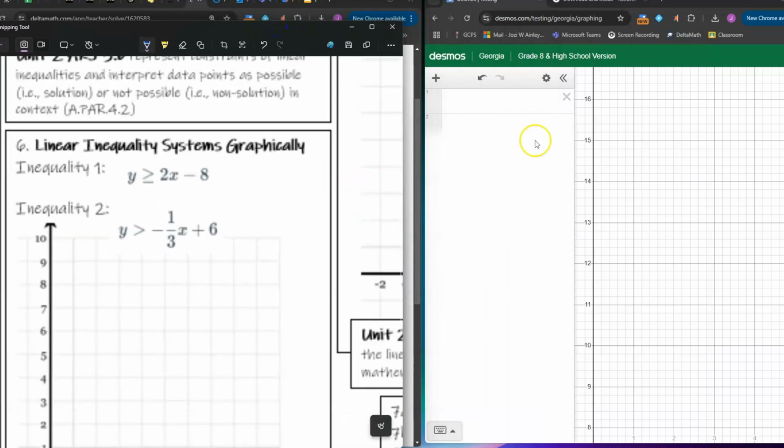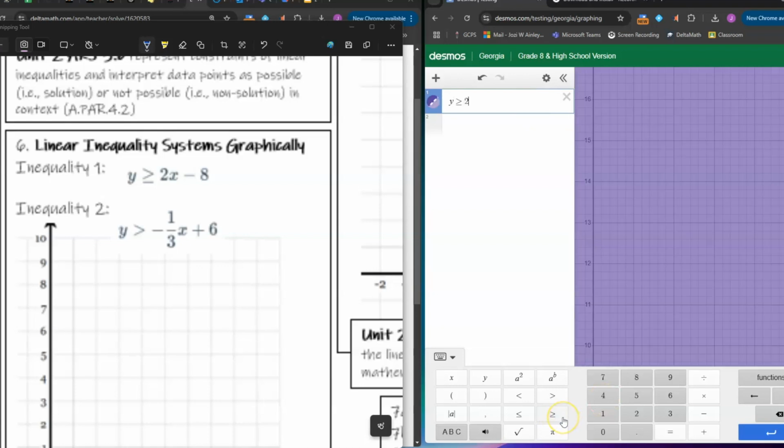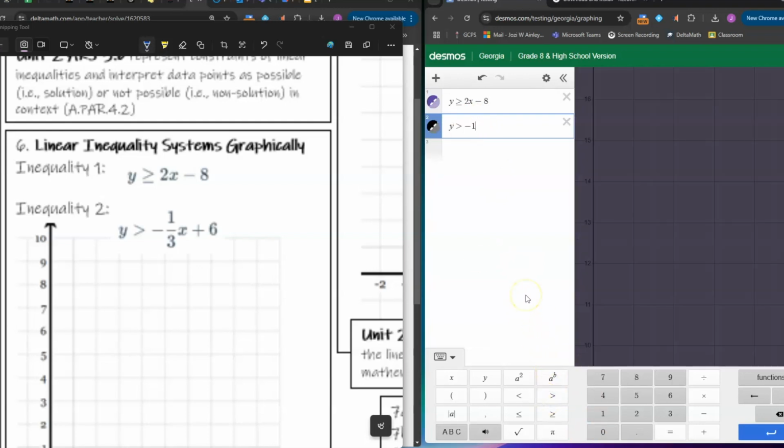So zooming in, I'm just going to type it in. So y is greater than or equal to 2x minus 8. And then my second one is going to be y is greater than negative 1/3. And again, please make sure that you're copying it exactly. So double check that this is exactly that. Once you're sure that it's fine, then you're good.